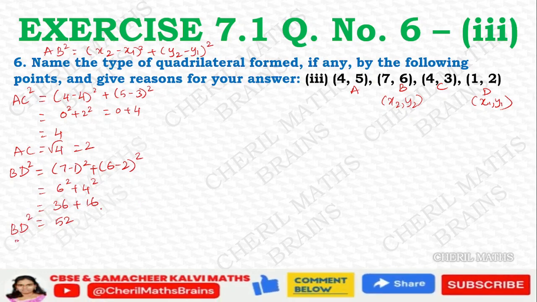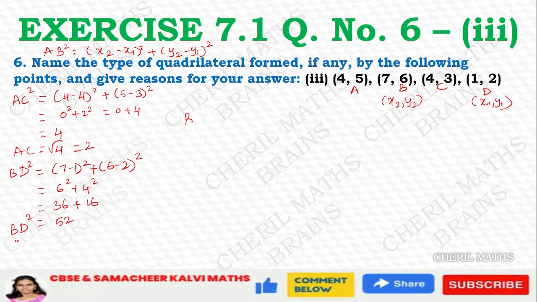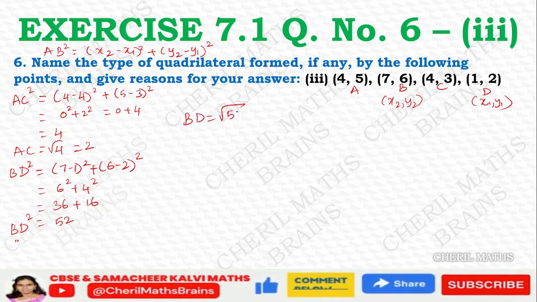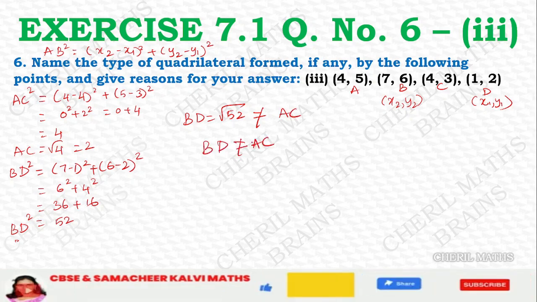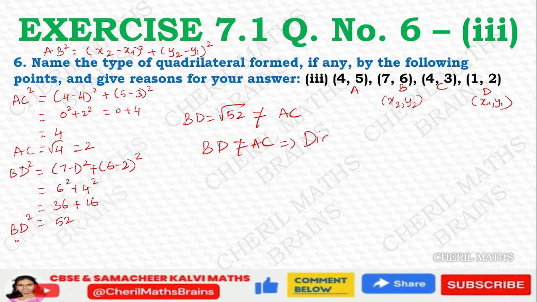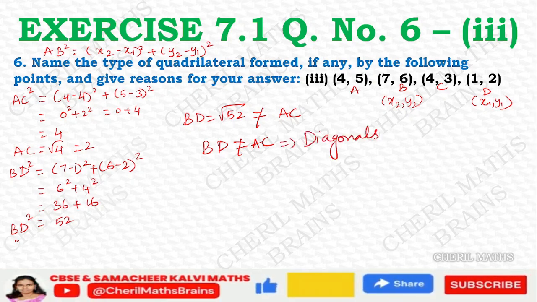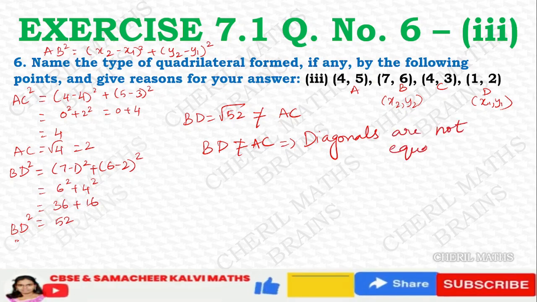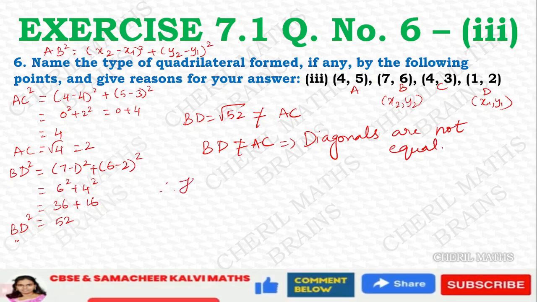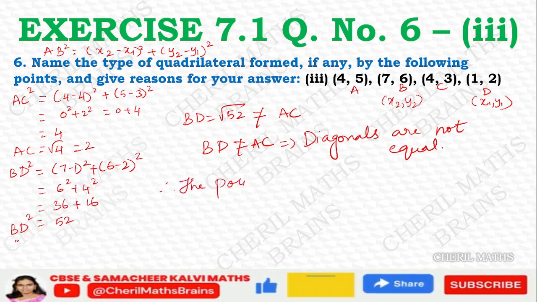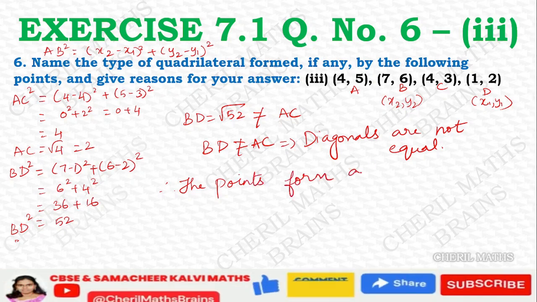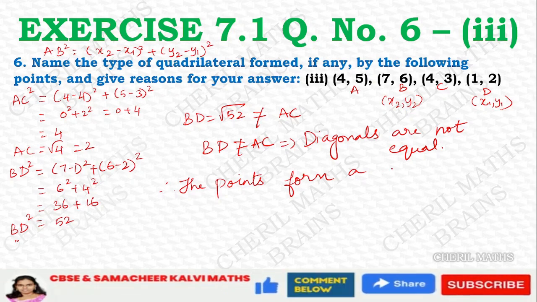So your BD is what? Square root of 52. So my BD will be square root of 52, which is not equal to AC. So I can say that BD is not equal to AC. So diagonals are not equal. Diagonals are not equal. Therefore, the points form a parallelogram.